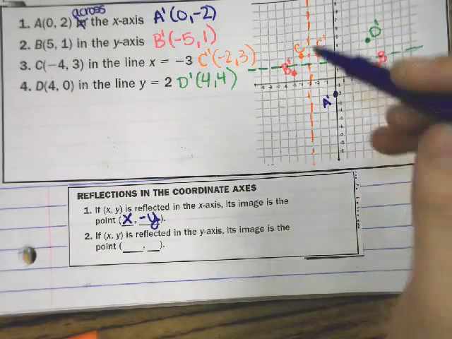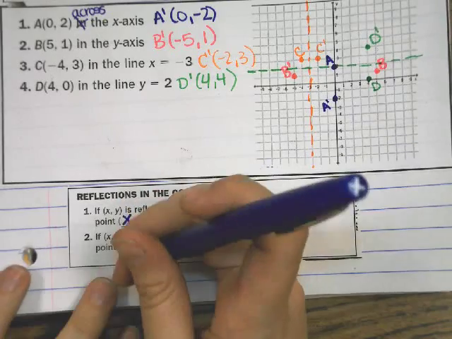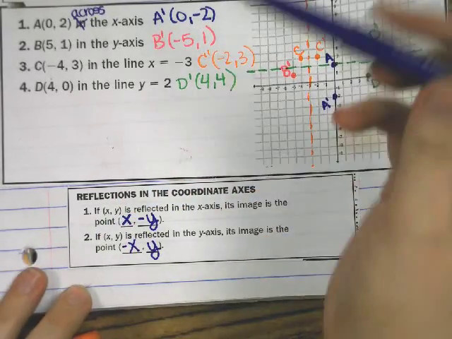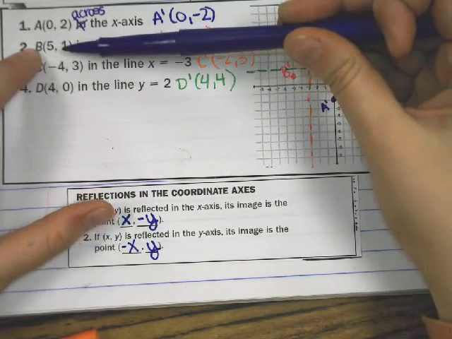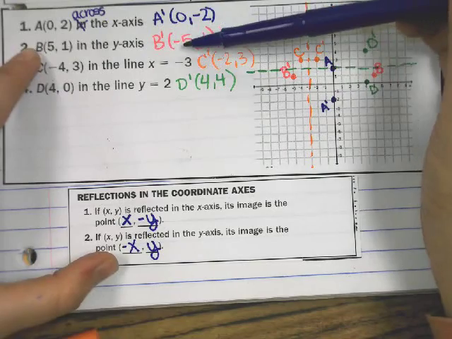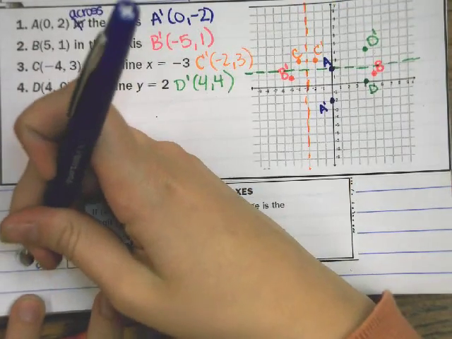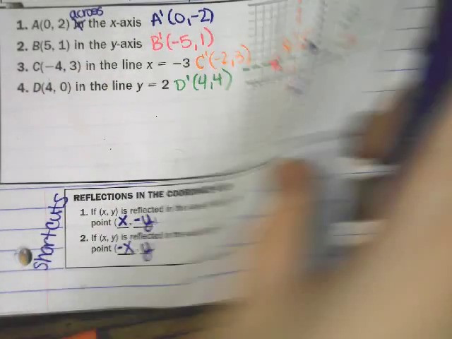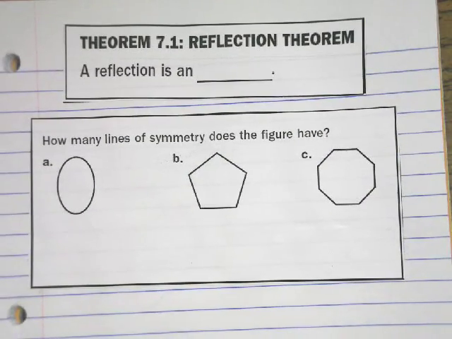If (x, y) is reflected across the y-axis, so it's reflected across the vertical axis, it's going to become the point, and this is backwards, (negative x, y). Just like point B, it started out as (5, 1), the x turned negative, negative 5, and my y value stayed the same. So these are just shortcuts. You can always graph them, though. All right, so I'm going to go to the back. I already glued these down. Pause the video if you need a minute to glue these down.